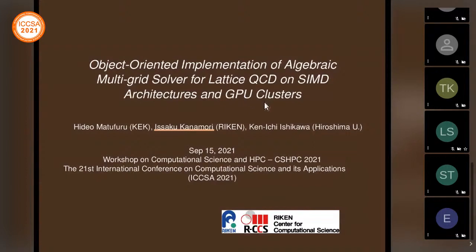So thank you very much for the introduction. I'm going to talk about multi-grid solvers for Lattice QCD application on several architectures. This talk is based on work with Hideo Matsufuro and Kenichi Ishikawa.